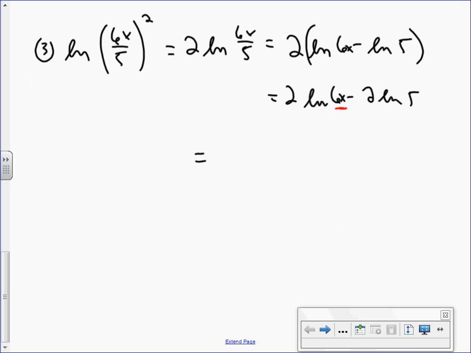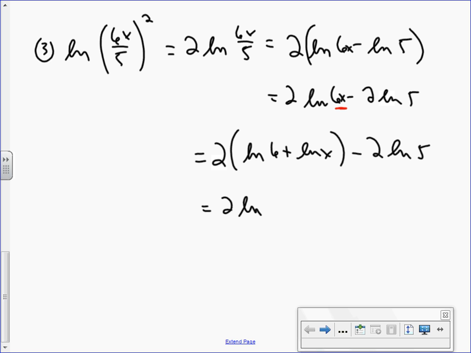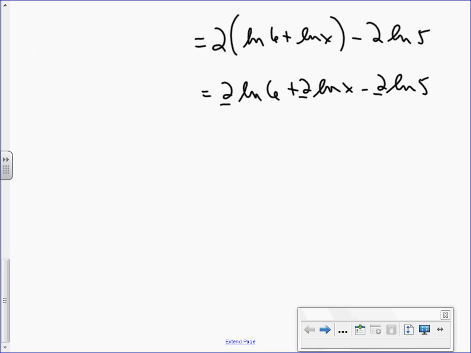So you can further break that up. 2 times the natural log of 6 plus the natural log of x. And again, you can do that distributive property. 2 times the natural log of 6 plus 2 times the natural log of x minus 2 times the natural log of 5. And whether you have that 2 on each of them or pulled out, factored out, it doesn't make any difference. Usually if you do a few of these, you can sort of skip some of the steps along the way. One more expansion.